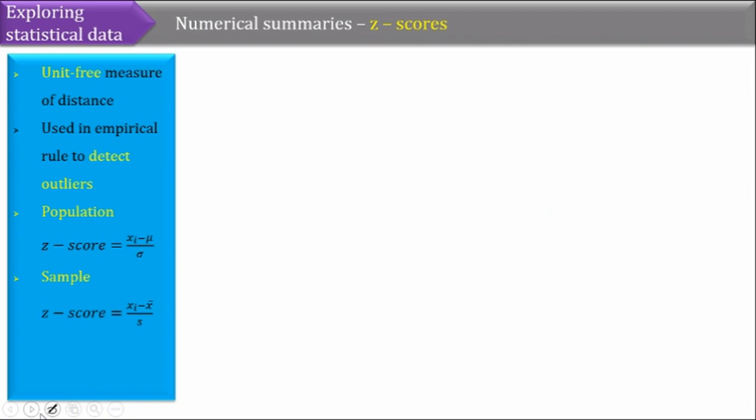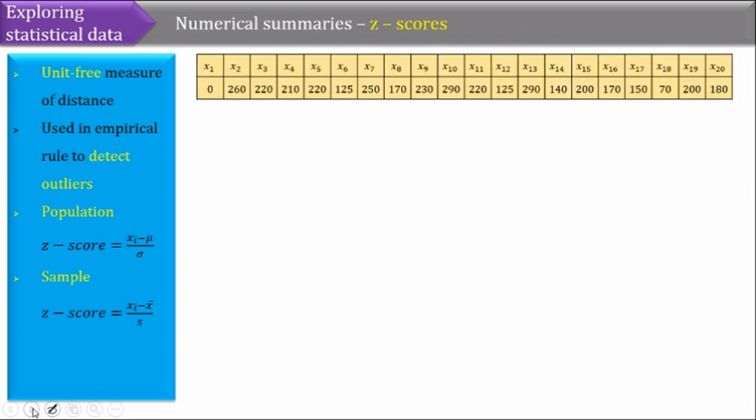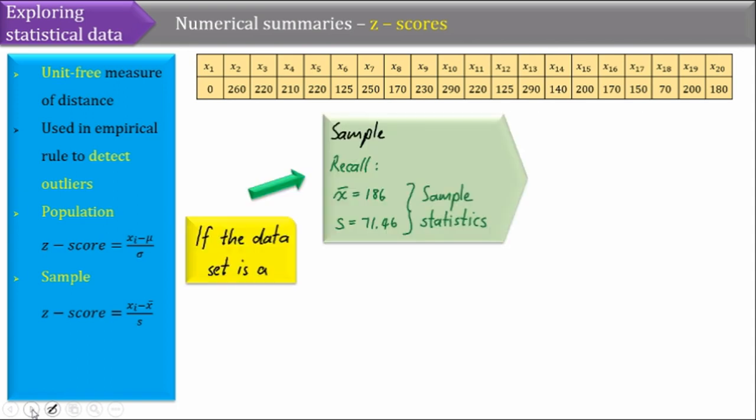Right, lastly, we have our z-scores. Now this is a really simple calculation, very straightforward, very easy to understand. If we look at the data set that I've been working with the whole time, x1 to x20, in no specific order, then I need two sample statistics, which are x bar and s, in order to calculate the z-score for my sample.